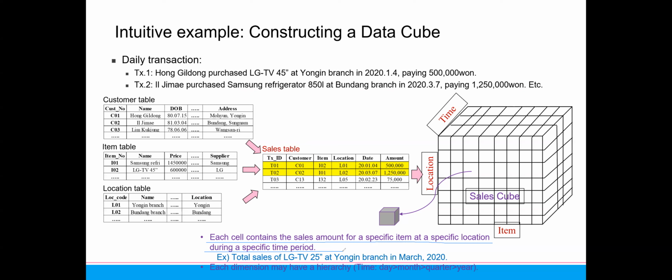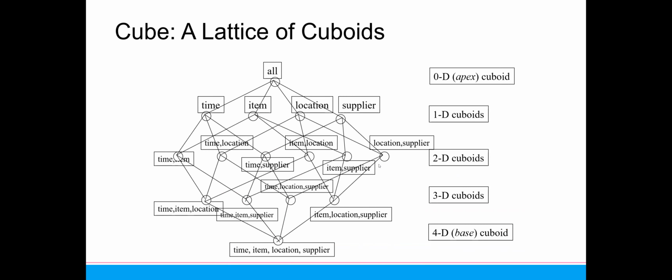time period. And each dimension may have a hierarchy. So day is lower than month, is lower than quarter, and is lower than year. Okay, I mean, higher in the hierarchy. So day is very detailed, month is less detailed, quarter is lesser detail, and year is the very least detail. Because in 2020 there will be a lot of months and there will be a lot of days. Okay. So we call this a cube, or a lattice of cuboids.